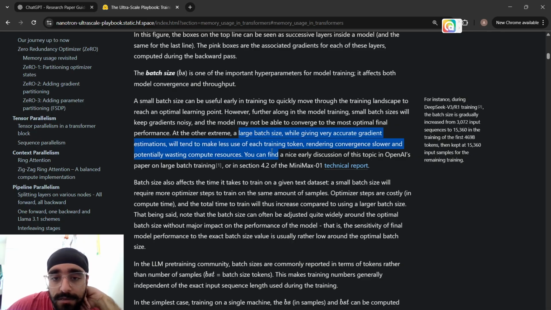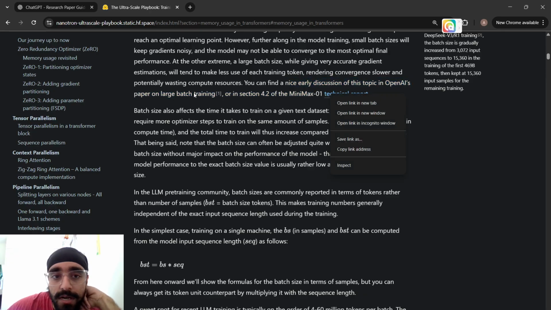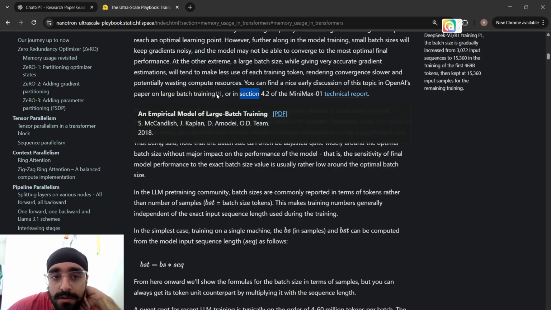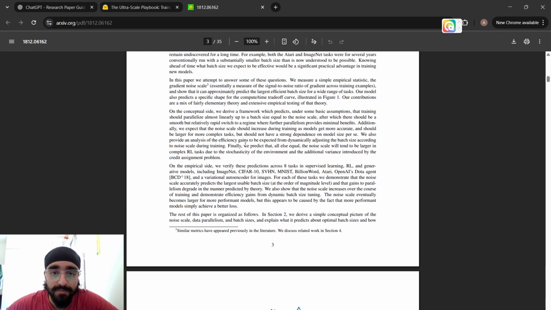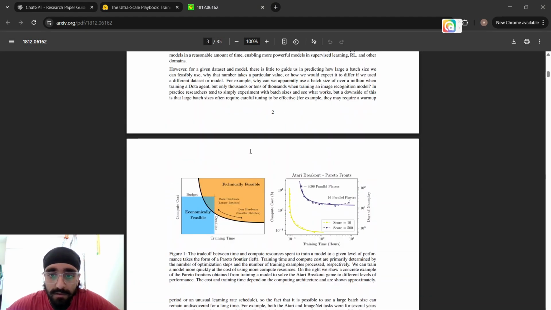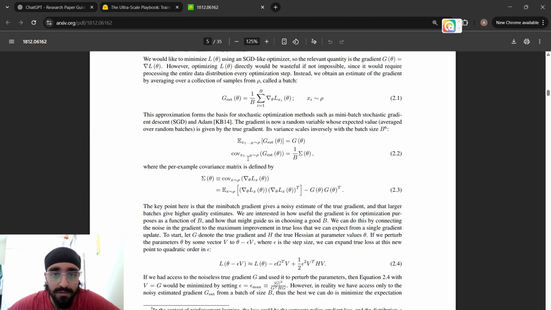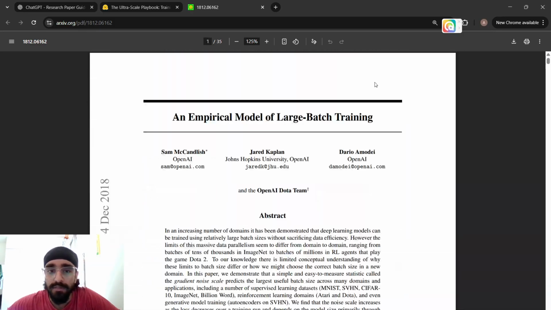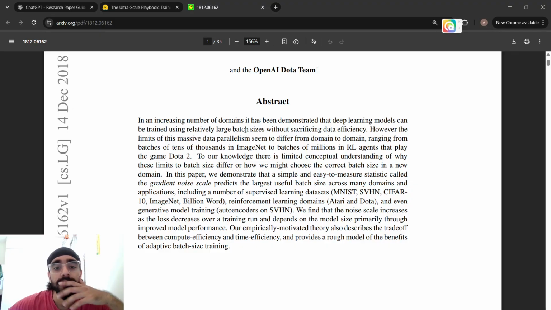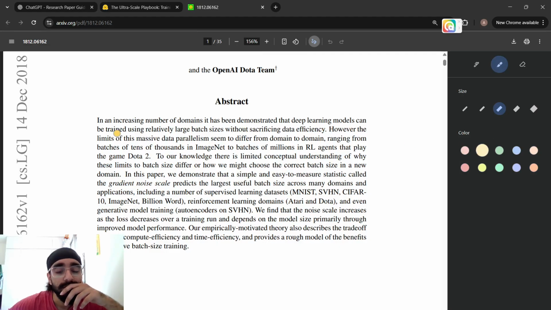Large batch size, okay, perfect. You can find a nice discussion on large batch training, an empirical model. Okay, large batch training. And let's see, what is this? Let's read the abstract first. An increasing number of domains has demonstrated that deep learning models can be trained without sacrificing data efficiency.